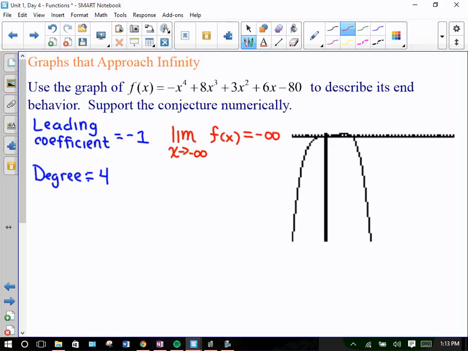Okay? And then we look at the limit as x approaches positive infinity of f of x. Alright? Well, if we look at the x values as they're getting bigger, what's happening to the y values? We're going towards negative infinity as well. Okay? Cool. Yes, question.